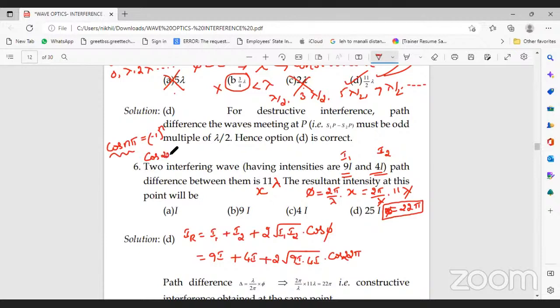What is cos 22 pi? -1 whole power 22. So is it +1 or -1? +1. Now you can simplify further. 9I plus 4I will be 13I. 9 times 4 is 36, root 36 will be 6, and 6 into 2 will be 12I. Because cos 22 pi is +1, the value will be 13I plus 12I, which is 25I. So option D is the right answer.